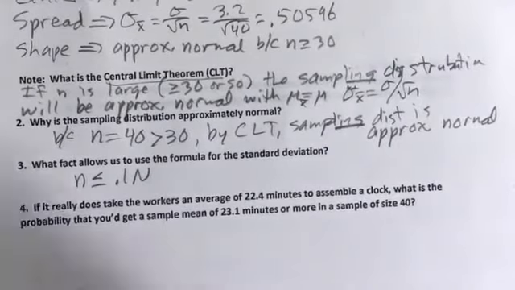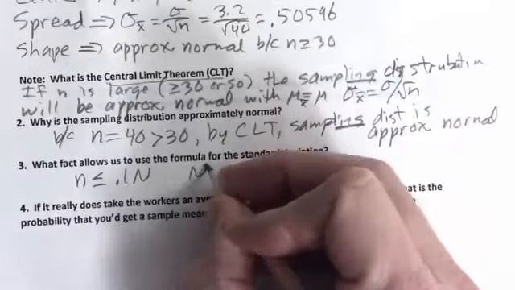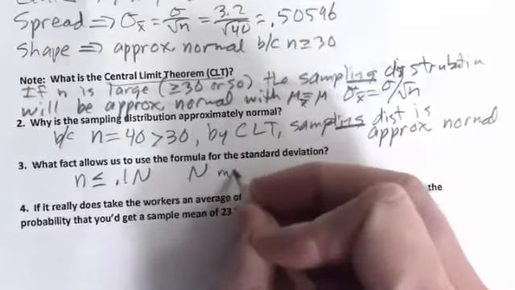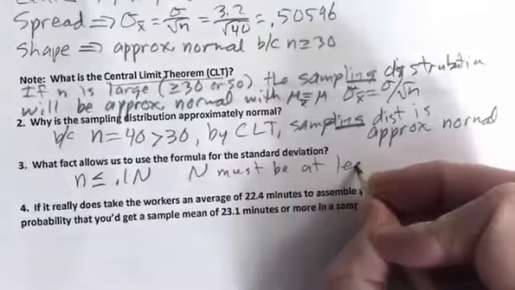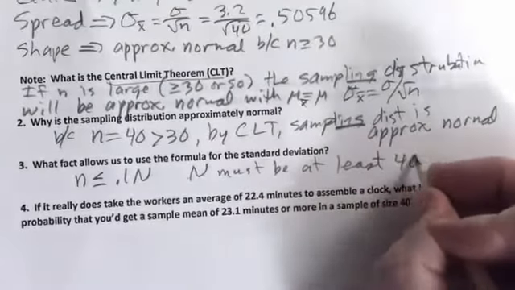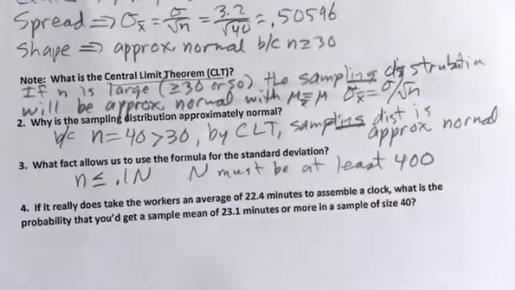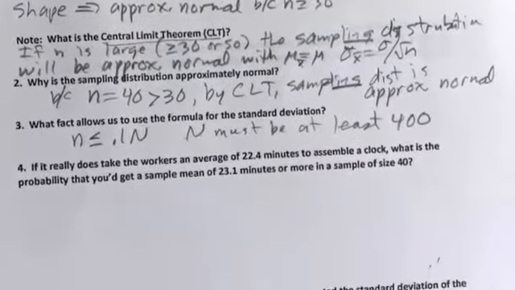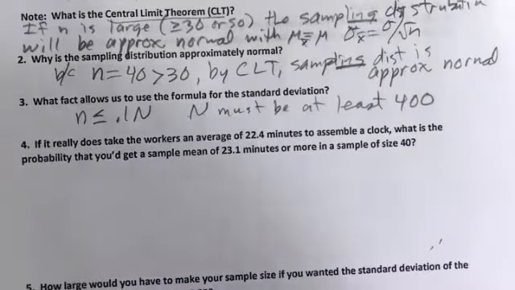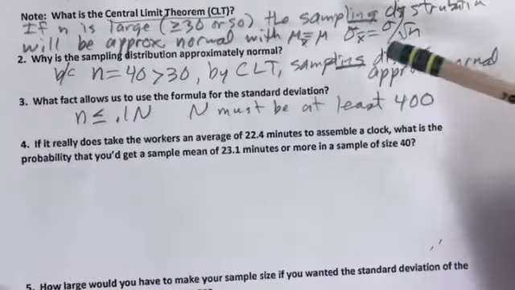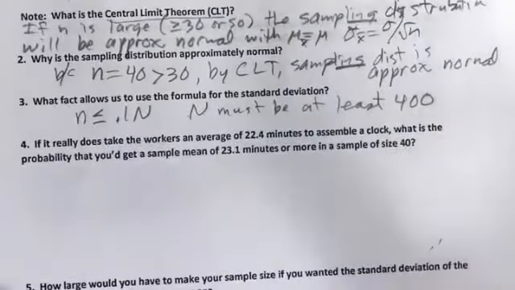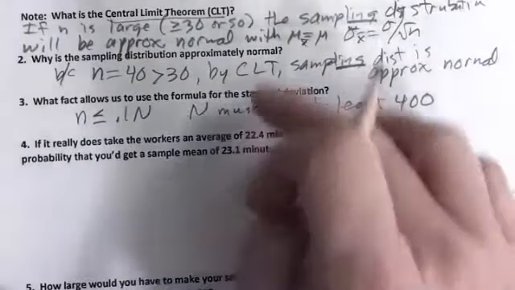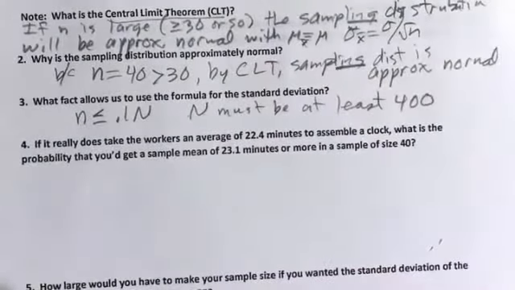So anyway, here our sample size is 40. Therefore, our population size must be at least 400, for our population size to be at least 10 times our sample size. And so that's sort of our theory. You just need to memorize the normality thing and then memorize that. Those are common questions, and you need to be able to answer them in that way.